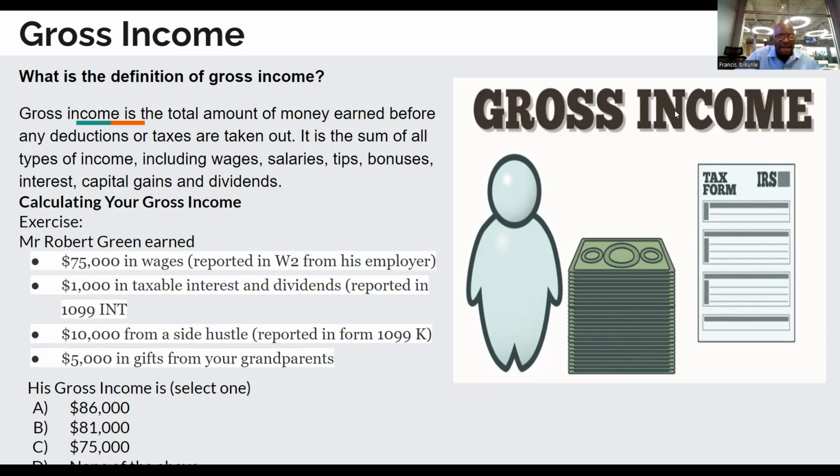So the only one, the gift, is not taxable. So it is not expected to be part of the taxable income.